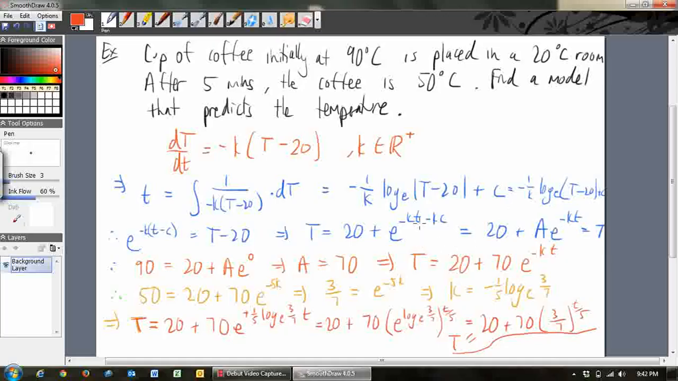So the key parts here are to be careful with your constants, be careful with modulus, and get used to this sort of way of working out different constants. And you can see it ends up not being logs or e's or anything like that, it just ends up being powers. Okay, so there's an example of Newton's law of cooling.